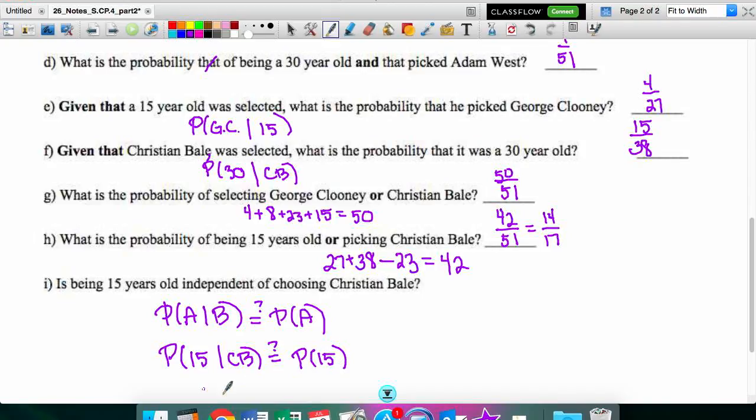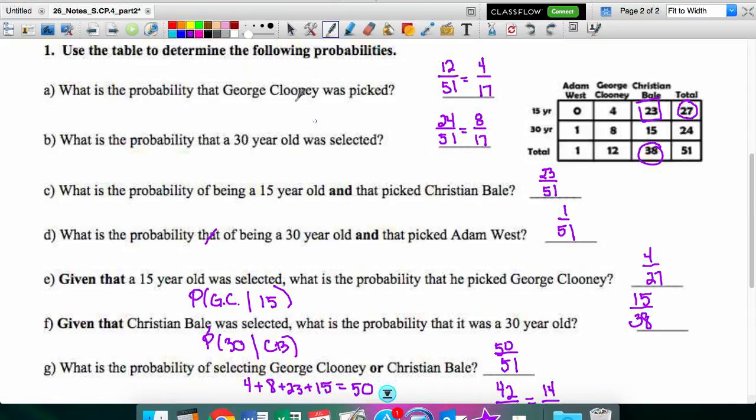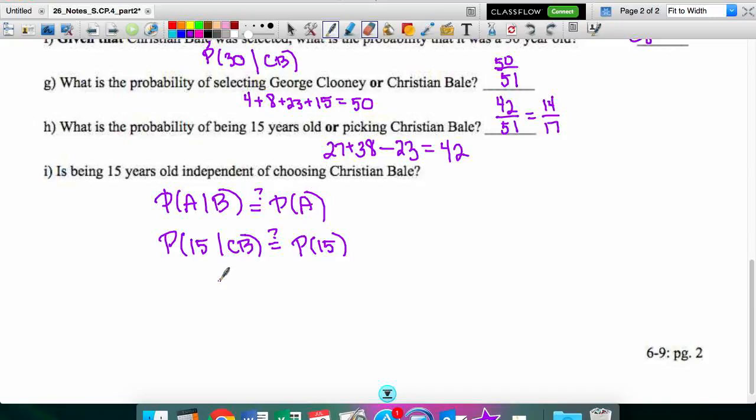Okay, so let's find the given probability. Given that they like Christian Bale, what's the probability that they're 15? And you know what? We didn't do that one. We did 30 years old. All right, so let's go ahead and restrict our view to given that they like Christian Bale. So we're only looking at the Christian Bale column. And now, what's the probability that they are 15? So out of the Christian Bale folks, we have 23 out of 38. So that is our conditional probability, 23 out of 38.